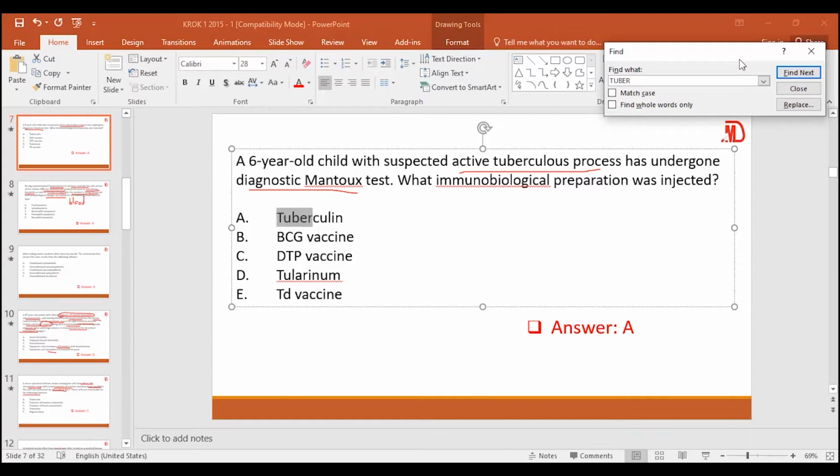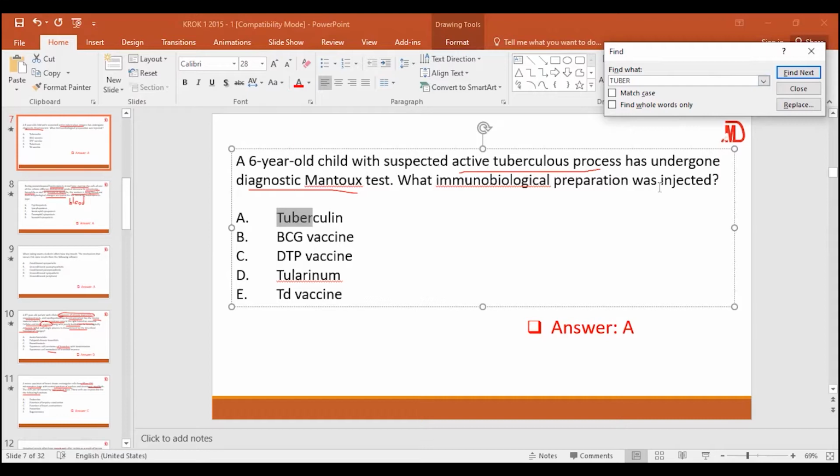Good. Now, let me not get you guys confused. Okay, good. So now we have a 6-year-old child who was suspected of having active tuberculosis. The child has undergone a Mantoux test. What immunological preparation was injected?